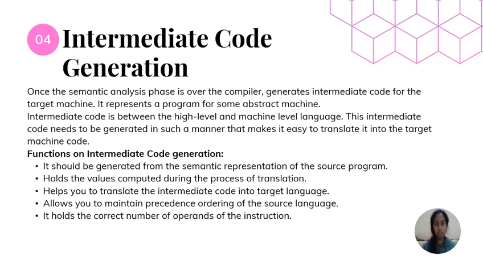targeted machine code. Functions of the intermediate code generation are: it should be generated from the semantic representation of the source program, hold the values computed during the process of translation, help you to translate the intermediate code into the target language, allow you to maintain the precedence ordering of the source language. It helps to check the correct number of operands of the instruction.